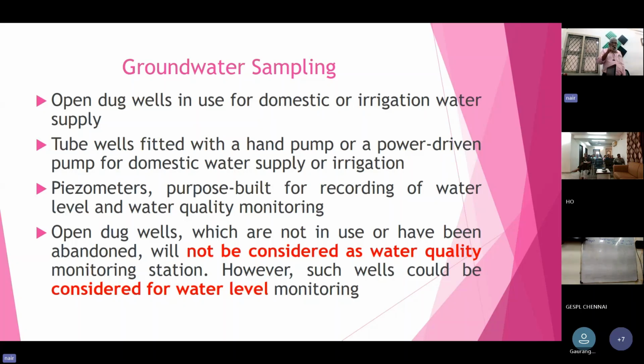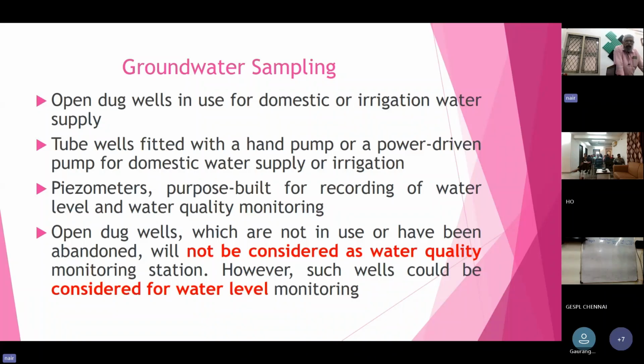But there are points that you have to be careful about. A piezometer is purpose built for recording water level and water quality monitoring. From there also you can collect a groundwater sample. But see, open dug wells which are not in use or have been abandoned will not be considered for water quality monitoring. But they can be considered for water level monitoring. So be careful in this.